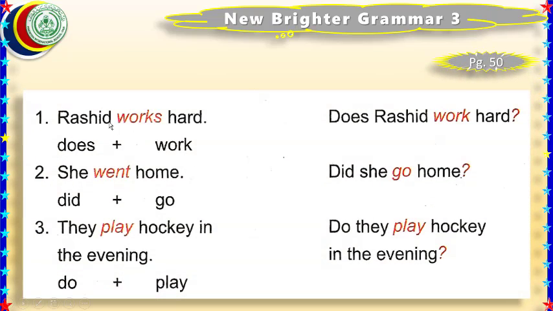For example, if there is written Rashid works hard, we shall change this works into does work. When we have changed it into does work, this does will come in the beginning of the sentence and work will remain here. You can say works is changed into work. If there is written she went home, went will change into did go. Did will come in the beginning of the sentence and go will remain where it was. In fact, it was went, it is changed into go. If there is written they play hockey in the evening, play will change into do play. Do will come in the beginning and play will be there where it was.